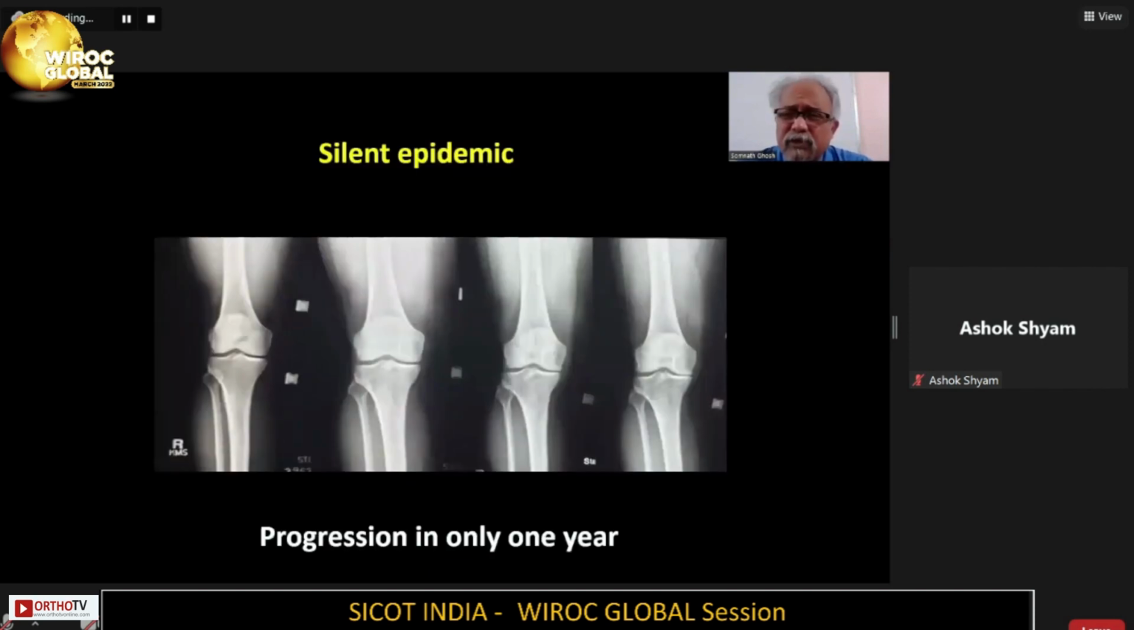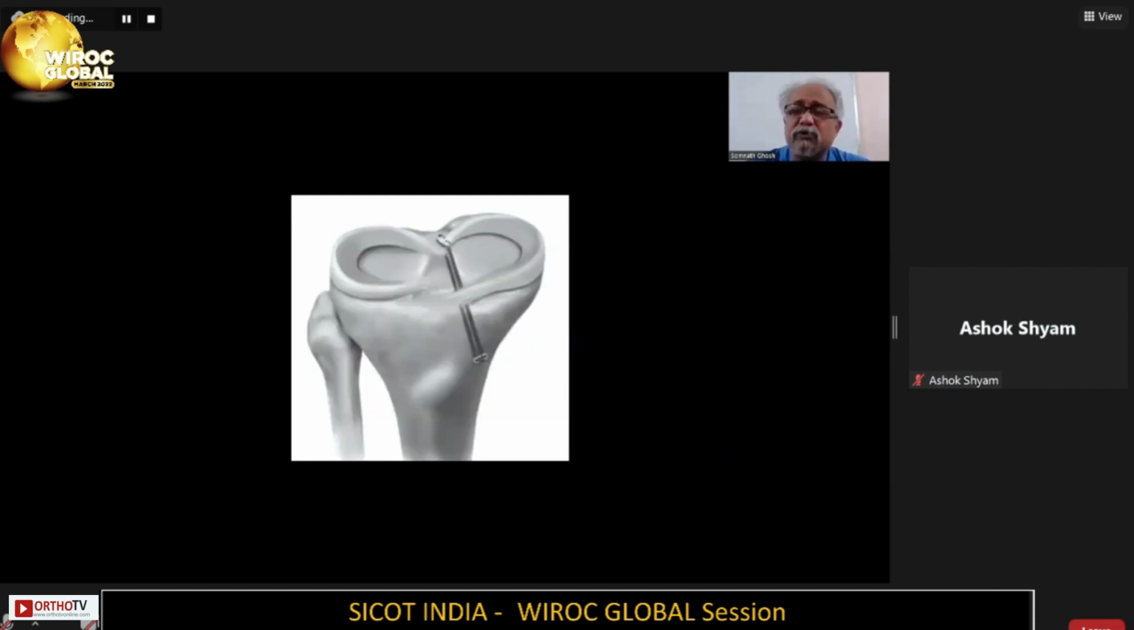And the medial meniscus root tear, as I told you, is a silent epidemic, because if you see the X-ray from left to right, within a span of 1 year, the whole medial compartment, you see the gap has been completely reduced. It is now bone touching the bone on the other side. So medial meniscus root tears are really notorious for early degenerative changes.